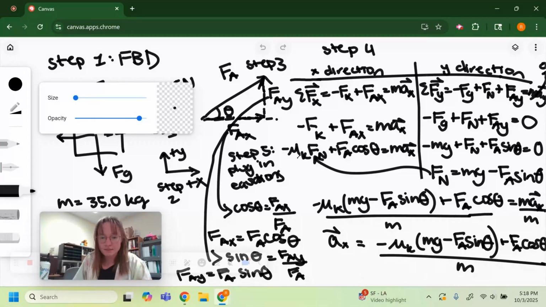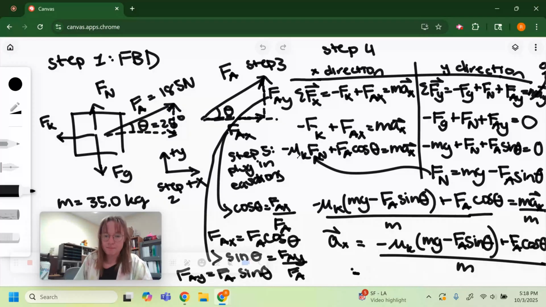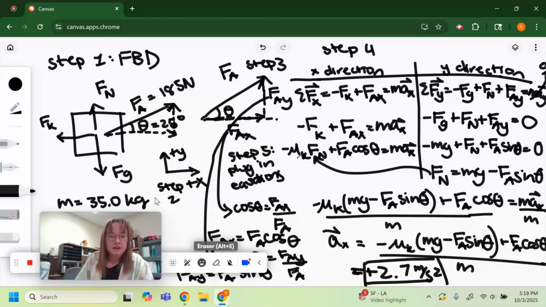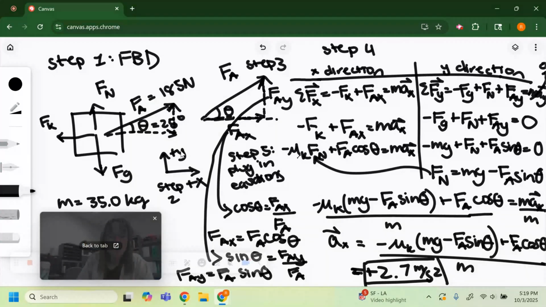When you type this into your calculator, you should get a equals positive 2.7 meters per second squared. Do include a positive sign here to include direction. Do include good units and good sig figs. Okay, and that is one problem.